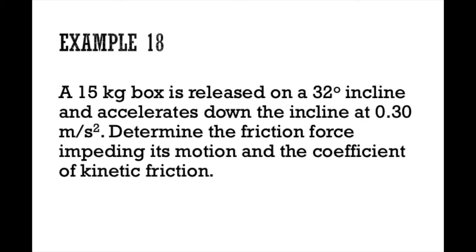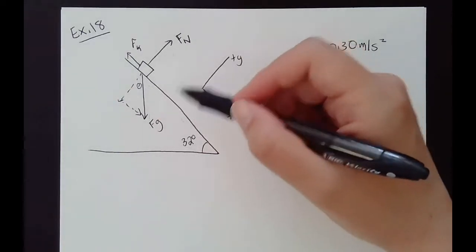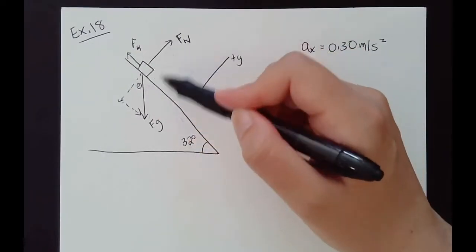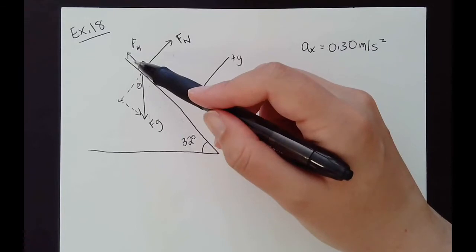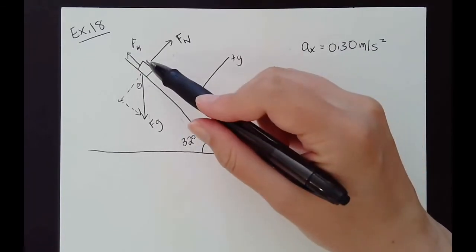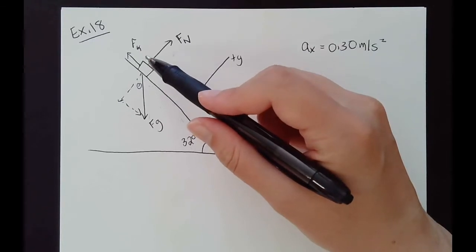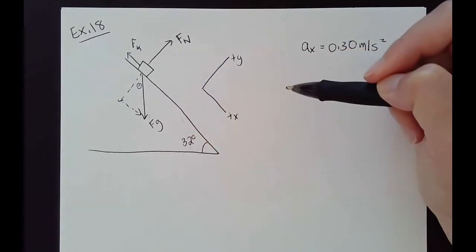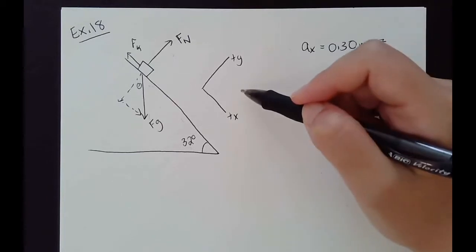Example 18, a 15-kilogram box is released on a 32-degree incline and accelerates down the incline at 0.30 meters per second squared. Determine the friction force impeding its motion and the coefficient of kinetic friction. So this time our incline diagram now has the normal force, gravity, and kinetic friction, which is opposing the motion. Since it's sliding down the incline, the kinetic friction is going to be up the incline. And we know it's kinetic since it's moving. And we'll use the rotated coordinate system again.